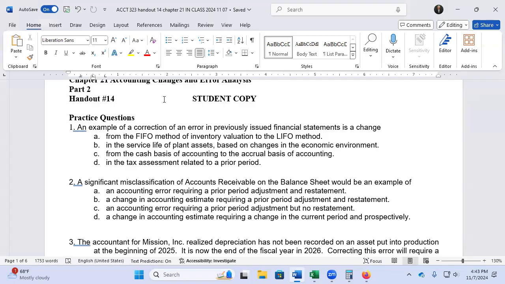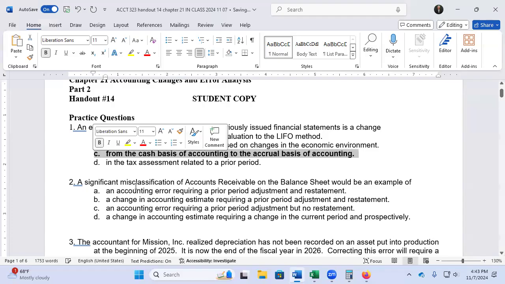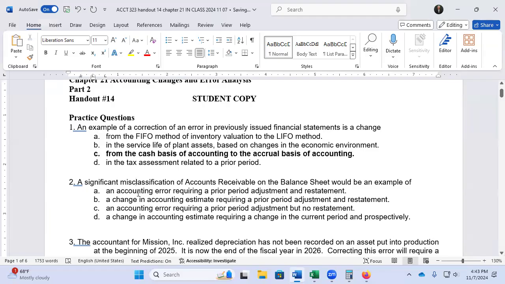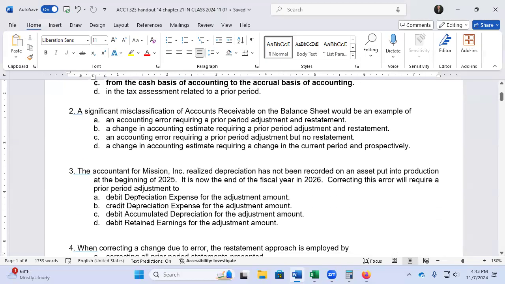Okay, let's go ahead and go through these now. First one says an example of a correction of an error in a previously issued financial statements change is a change. And so it would be a change in accounting principles if you just switched from GAAP approved to GAAP approved. But it's a correction of error when you go from something that is not GAAP approved to something that is GAAP approved. So that answer is C.